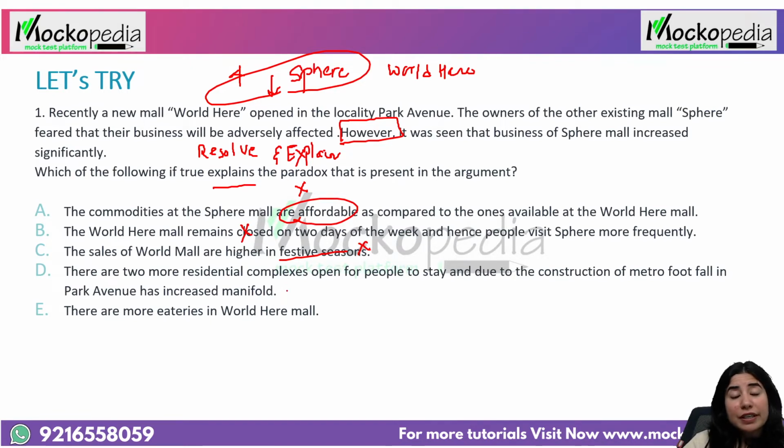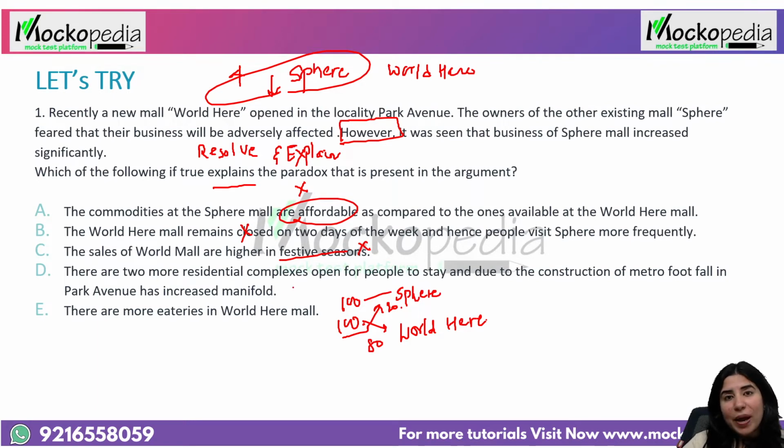So this is giving a reason. Now understand it like this: in a society there were earlier 100 people, and all of these were going to the existing mall Sphere. Now what happened? A new mall has opened and the name of the mall is World Here. So what will happen is that now if there are 100 more people coming, even if 80 go there, there would be at least 20 more going here, right? So that clearly explains why the business must have increased. So we can keep this.